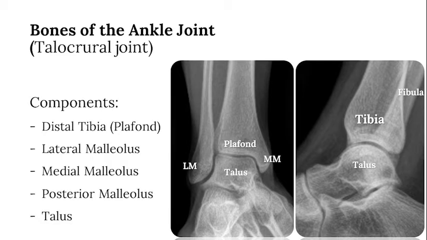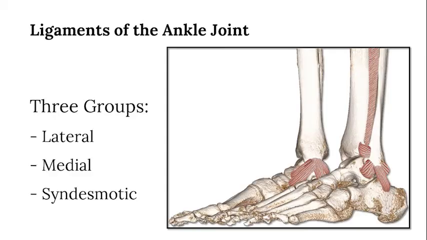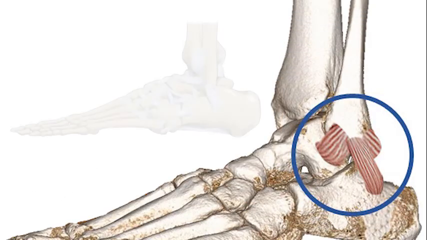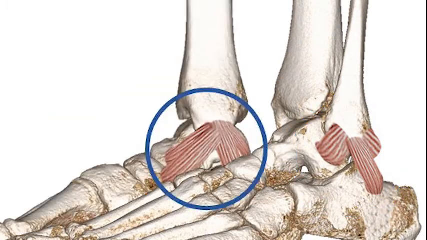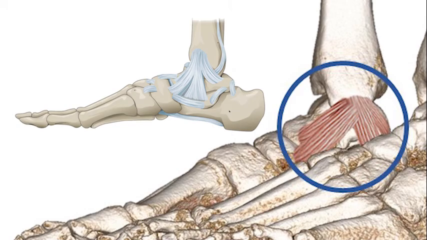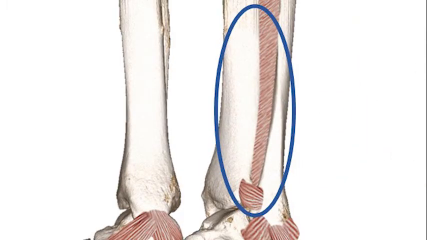More specifically, the distal tibia is known as the plafond, the distal projection of the fibula is known as the lateral malleolus, the medial projection of the tibia is the medial malleolus, and the posterior malleolus is the posterior aspect of the tibial plafond. The ankle ligament complex is made up of three groups: the lateral ligament complex, the medial ligament complex, which is predominantly the deltoid ligament, and the syndesmotic ligaments.